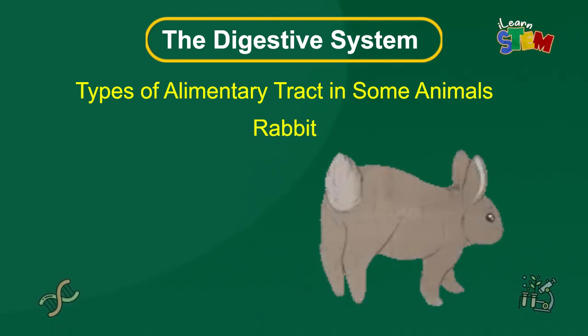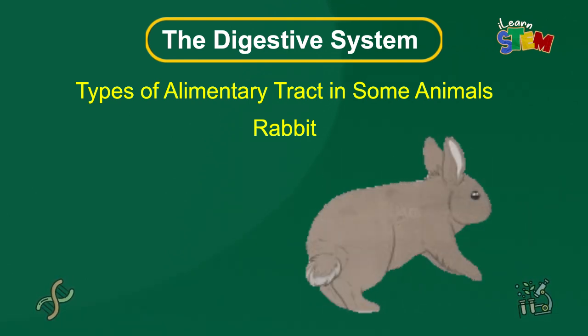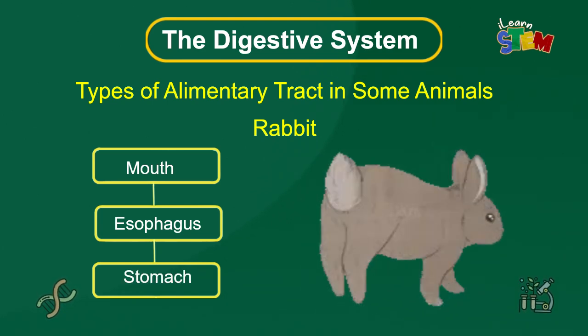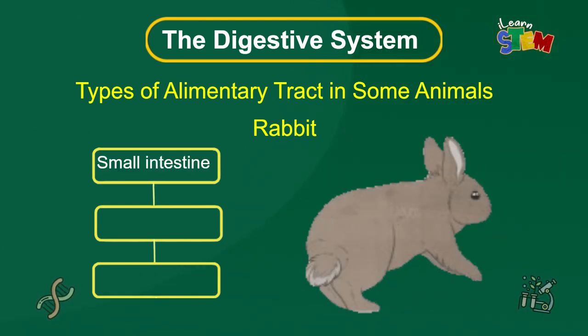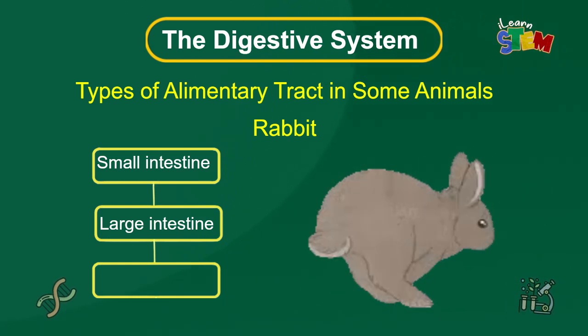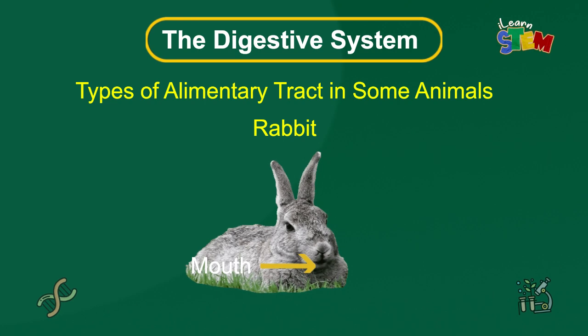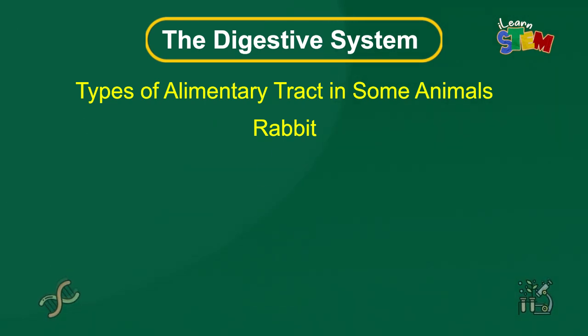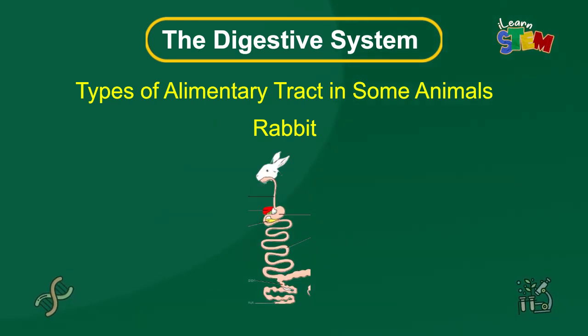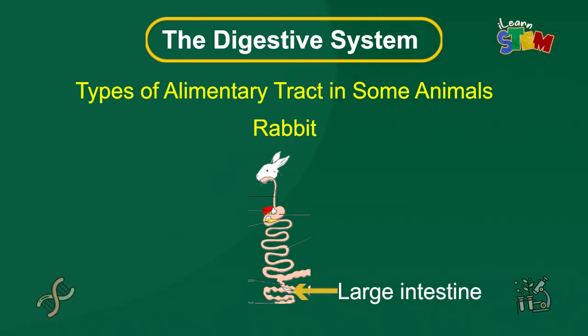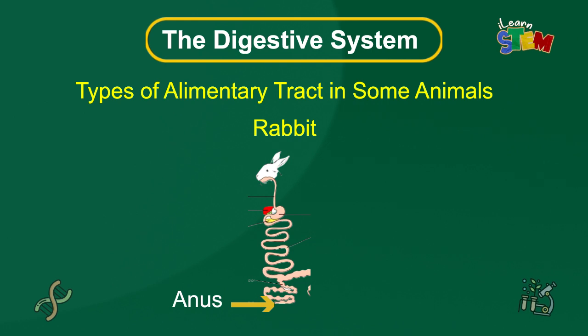Let's move to the rabbit. The alimentary tract includes the mouth, esophagus, stomach, small intestine, large intestine, and anus. The mouth grabs food, which is chewed with teeth. The food passes through the esophagus and is broken down in the stomach with enzymes. The nutrients are absorbed in the small intestine. Water is absorbed in the large intestine, and waste exits through the anus.